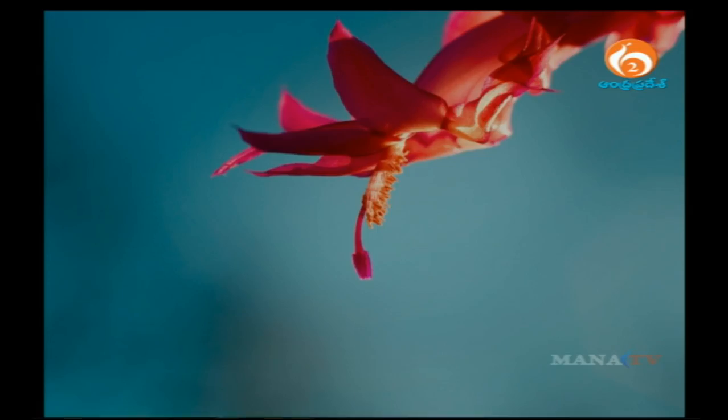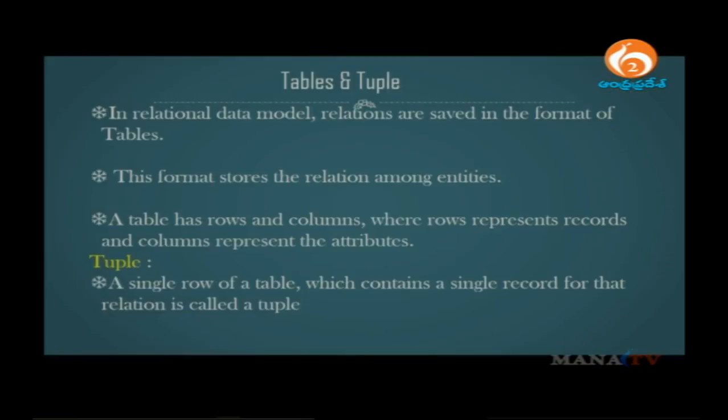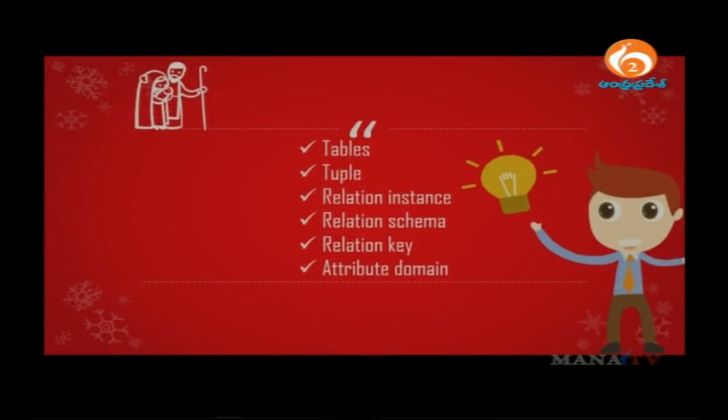Now let me show you what we learned yesterday and what we are going to learn today. Let me show you the slide once. Yesterday we talked about tables, followed by tuples, relation instance, and relation schemas. This is what we have finished. Today I am going to concentrate on the concept of relation key, followed by attribute domain, and how the attribute domain works and what the important things are.